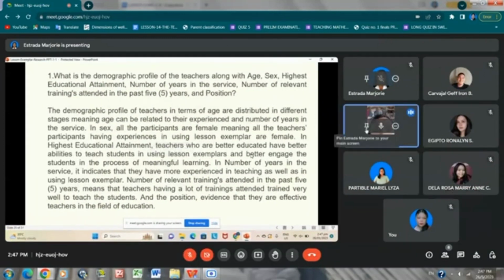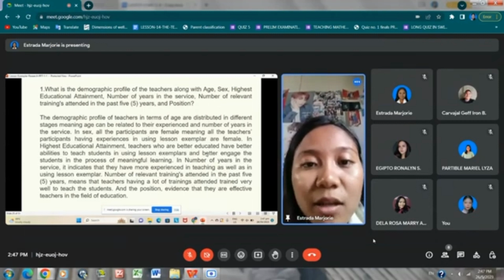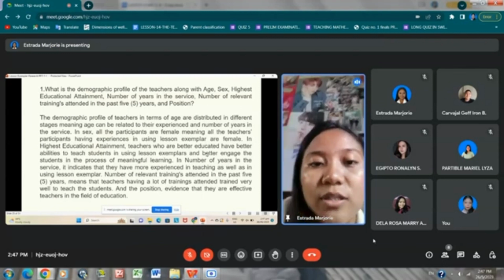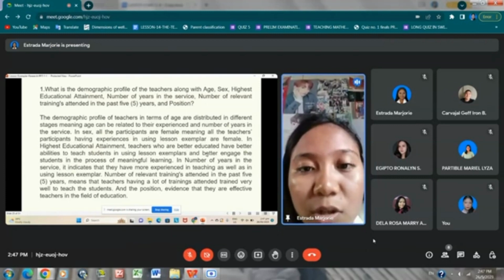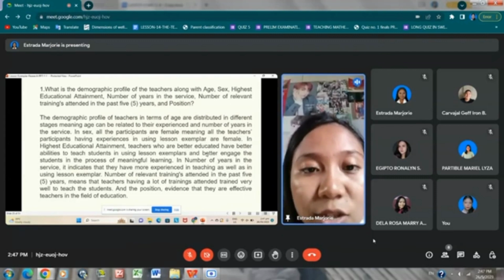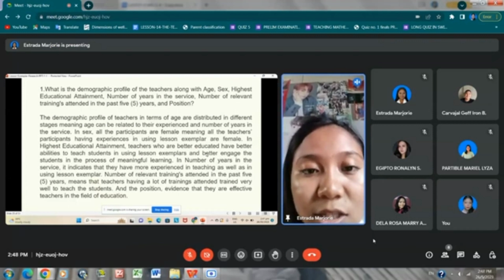Number 1, what is the demographic profile of the teachers along with age, sex, highest educational attainment, number of years in the service, number of relevant trainings attended in the past 5 years, and position. The demographic profile of teachers in terms of age are distributed in different stages, meaning age can be related to their experience and number of years in the service.